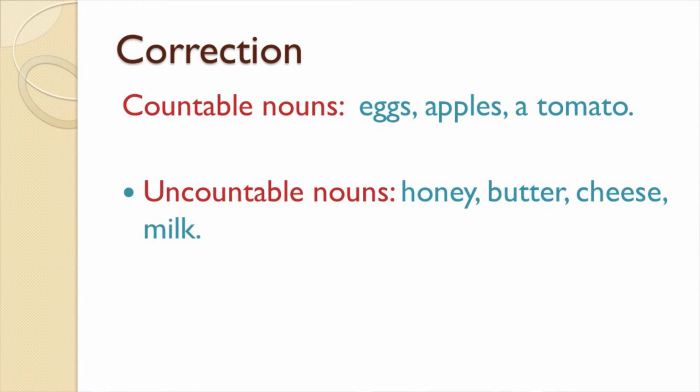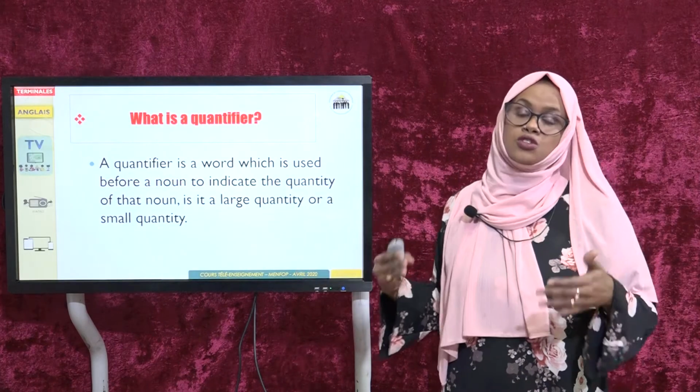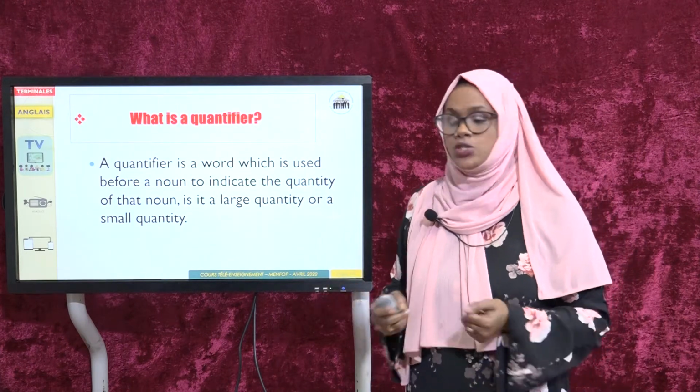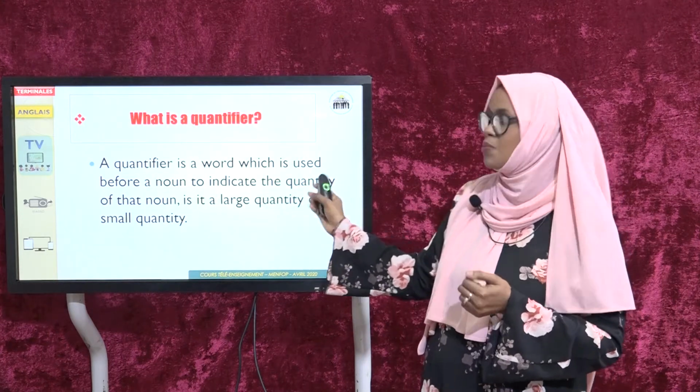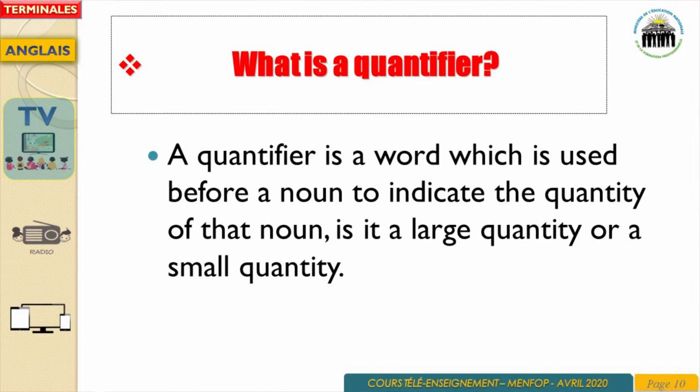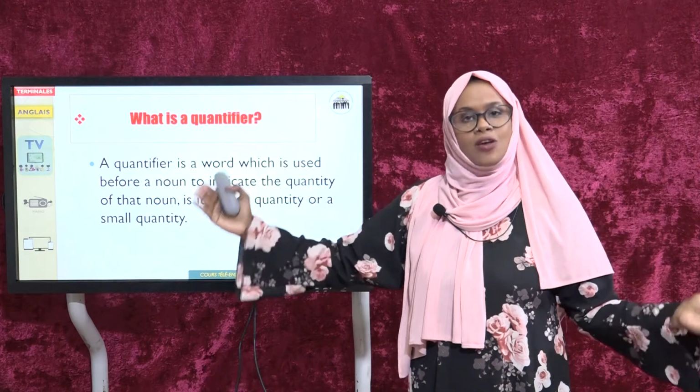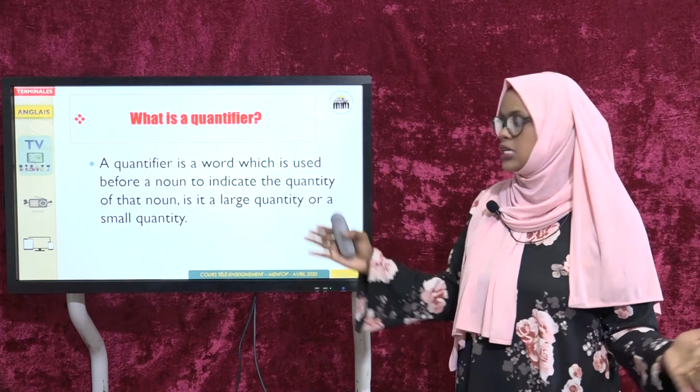So we have seen so far that many is used for countable nouns and much for uncountable nouns. But what are they? What are much and many? They are quantifiers. So what is the definition of a quantifier? Let us see together. A quantifier is a word which is used before a noun, as we have seen in the example, to indicate the quantity of that noun. If the quantity is a large quantity, in other words, a big quantity, or if the quantity is a small quantity.